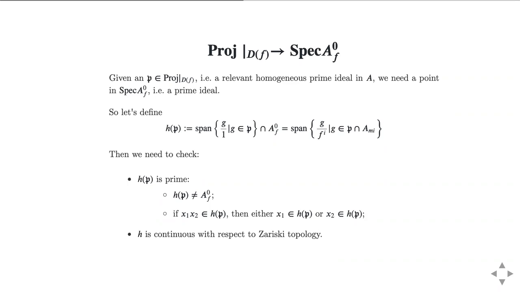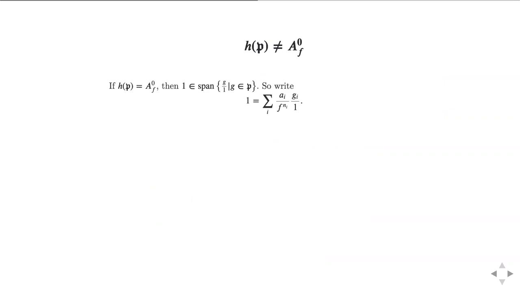But yeah, it looks like a composite of a map. And so to say that this H is well defined, we need to check that HP is prime, and we need to check that this H is actually continuous. So to check that HP is prime, we have to know that this HP is not actually the whole thing, and we have to know that if a product is in HP, then at least one of the elements is in HP. So to check that it is not actually the whole thing, we assume if it is the whole thing, then one will be in HP.